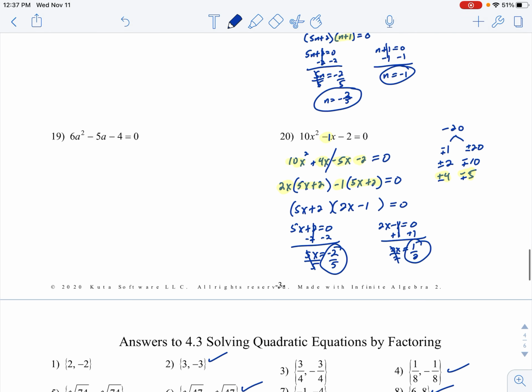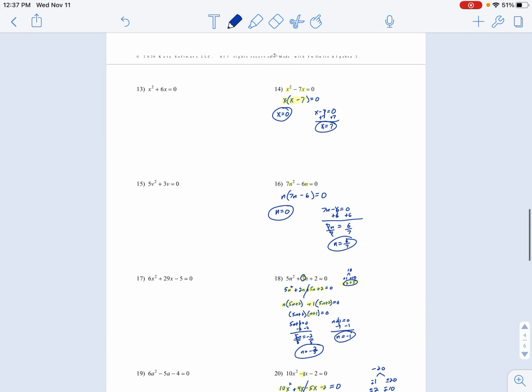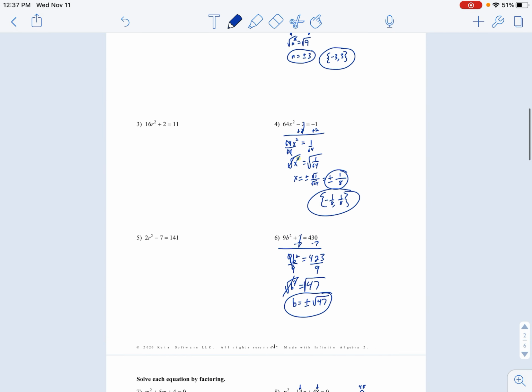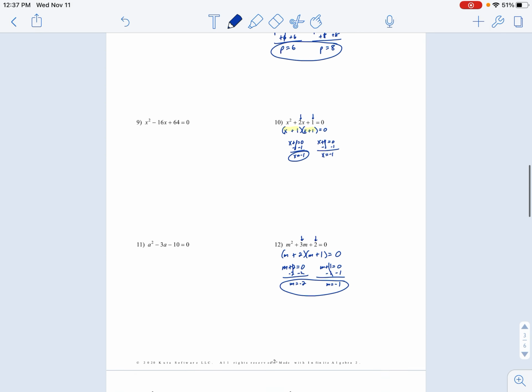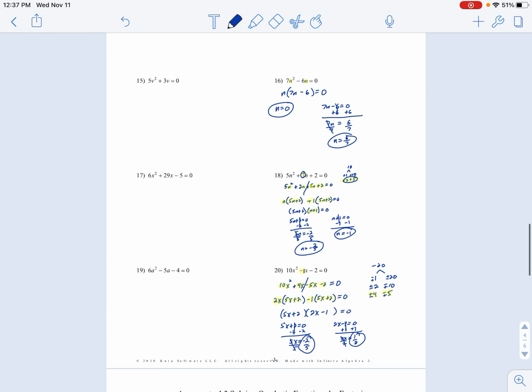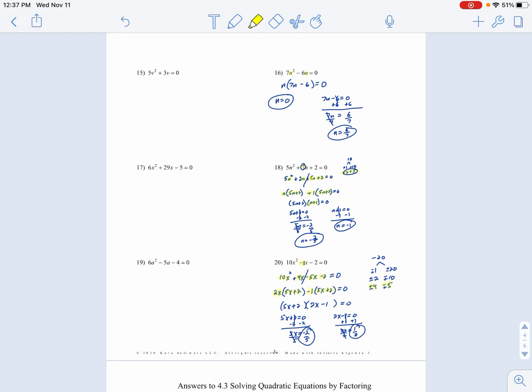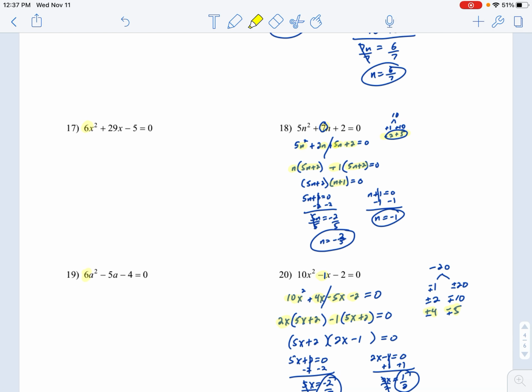Okay, so your job is to do the odds. I think you'll find they start out fairly simple. If you can just follow my examples, you should be fine. When you get down to 17 and 19, where these lead coefficients kind of mess things up, that's where, if you're going to have a challenge, I expect it would be on those two.